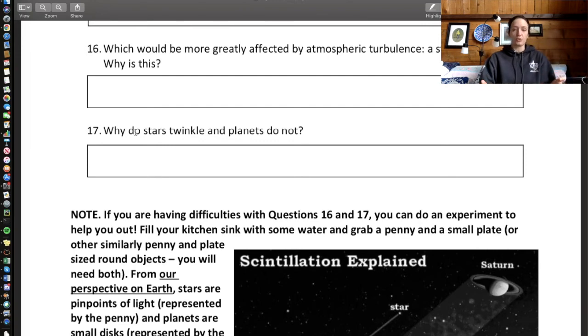And you put both of those in your tray of water. And then you take your hands and you splash around in the top of the water. What this does is it acts as the atmosphere, right? The atmosphere is what we're looking through when we observe stuff. So we would be looking from Earth. The water is the atmosphere, and the two objects, the coin and the plate, are the planet and the star that we're observing. So which of those images is more disturbed by your splashing around in the top of the water?